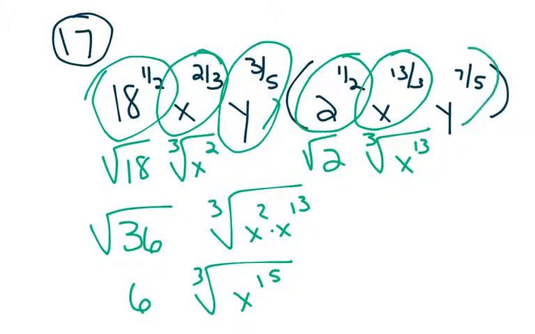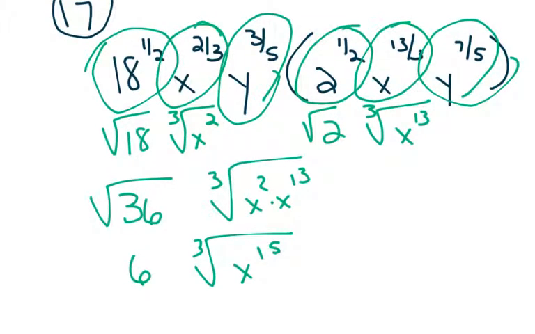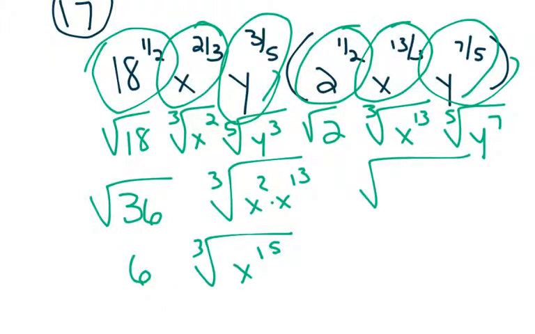And then y to the 3/5 is the 5th root of y to the 3rd. And y to the 7/5 is the 5th root of y to the 7th. So when I multiply them together, I get the 5th root of y to the 3rd times y to the 7th, which is going to be the 5th root of y to the 10th. Let's make that look like a 10.